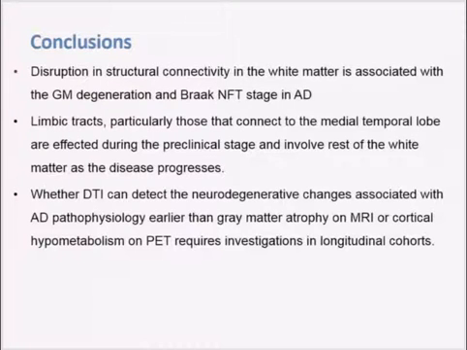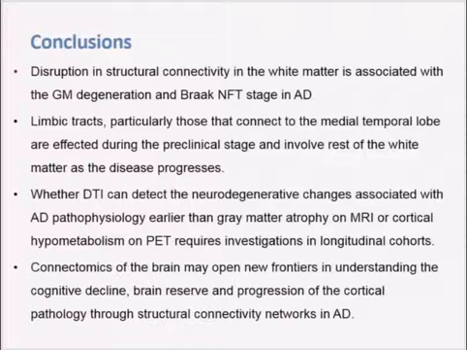Whether DTI can detect neurodegenerative changes associated with Alzheimer's pathology earlier than gray matter atrophy on MRI or cortical hypometabolism on PET requires longitudinal studies on large cohorts that transition from preclinical to clinical Alzheimer's disease. And connectomics of the brain may open new frontiers in understanding the cognitive decline, brain reserve, and progression of cortical pathology through the structural connectivity networks in Alzheimer's disease.